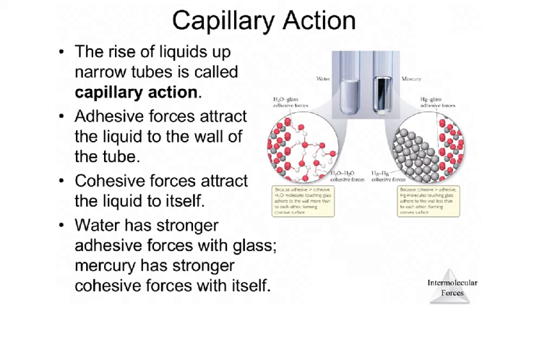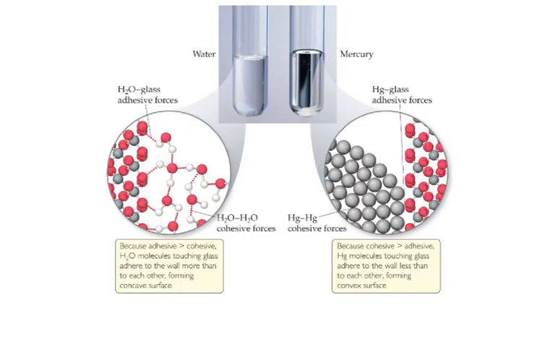Now, according to this, there's a difference in why water and mercury have a different shape, which I'm going to explain in a moment. Water has stronger adhesive forces with glass. Water tends to interact with the glass way more strongly than mercury with glass. Mercury has stronger cohesive forces with itself, meaning that mercury would rather interact with other mercuries than the glass.